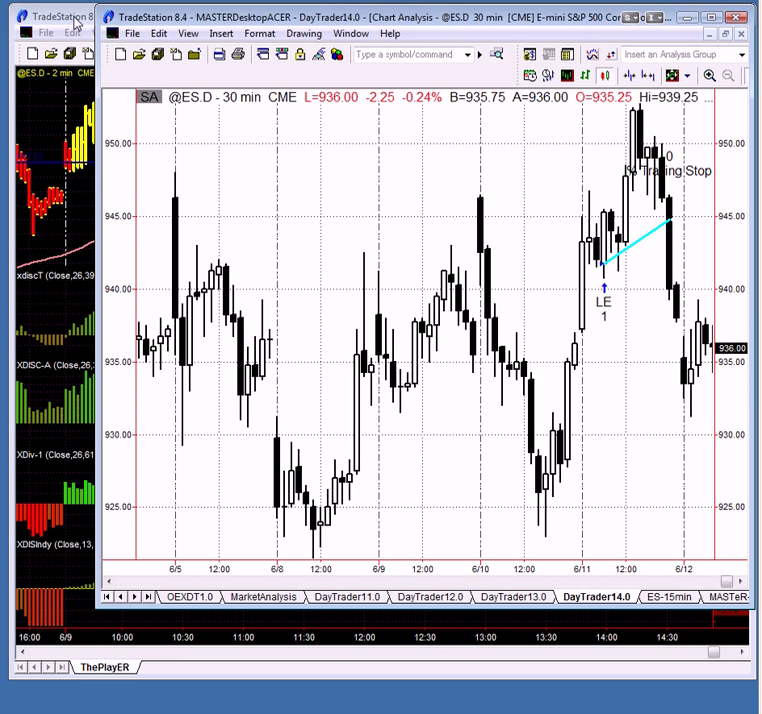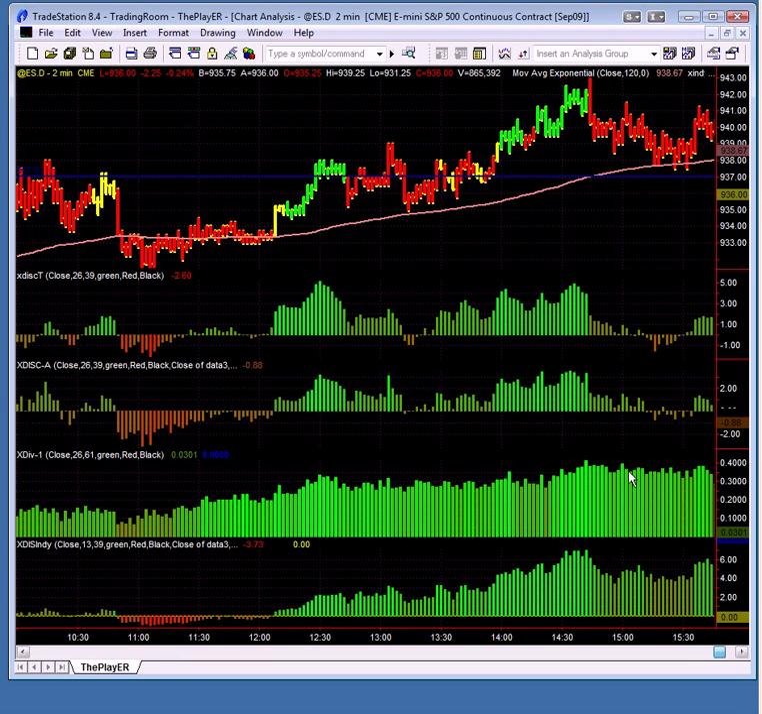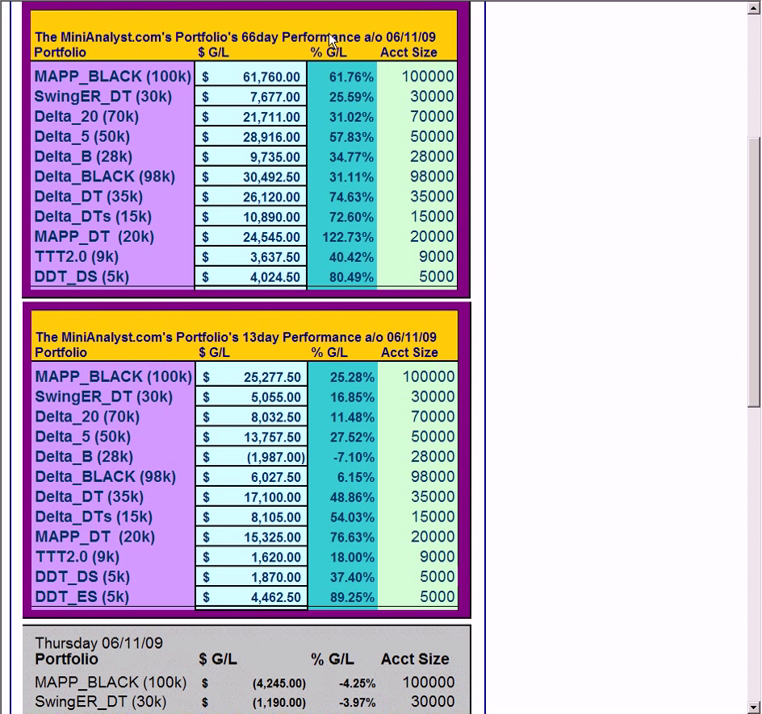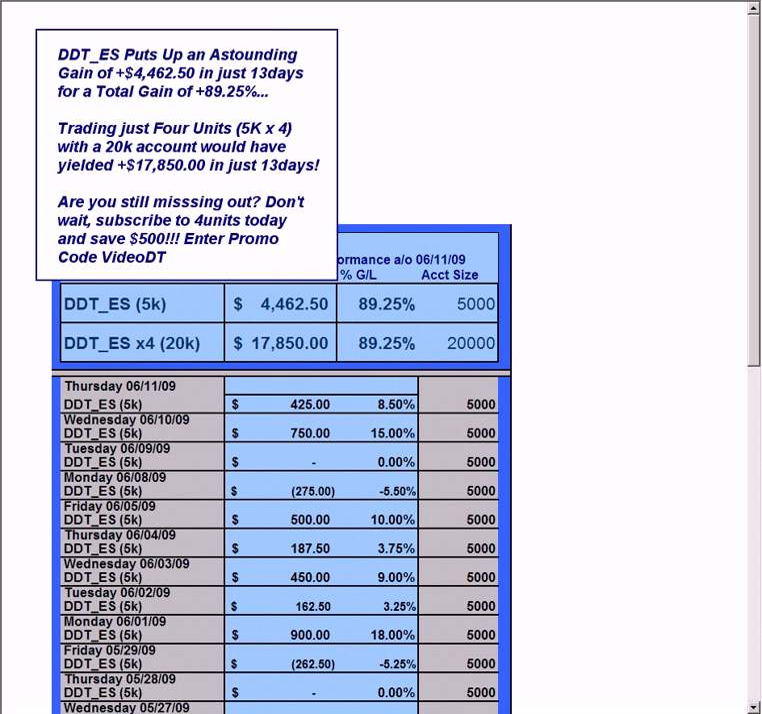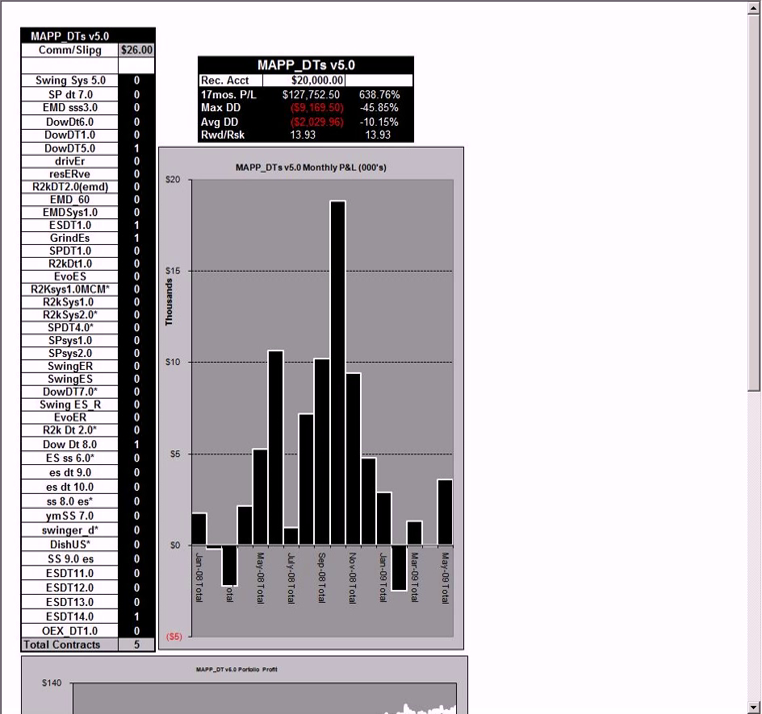So these are actually part of our new... actually, you know what? You only get one with the Day Trader 5.0. So we're going to go ahead and look at that real quick. Astounding performance for Dual Day Trader ES, an amazing special for that. And here's our MAP DTS 5.0. Actually, you get the ES Day Trader 14.0, and then you get our venerable ES Day Trader 1.0, the Grind.